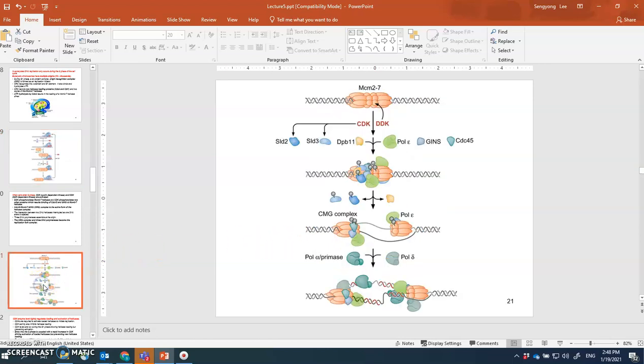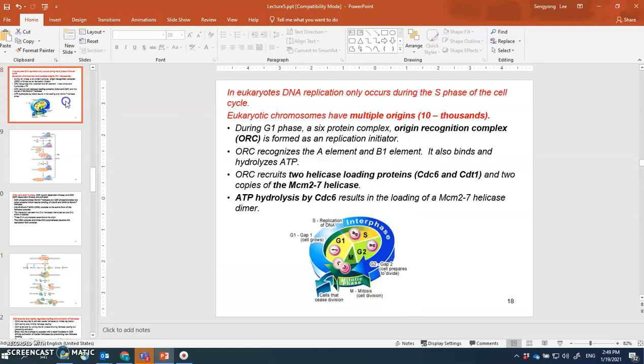So let me see, is it described here? Yes, there's CDK, cyclin-dependent kinase, phosphorylating these proteins. DDK is also phosphorylating other proteins. So a bunch of phosphates are added to this helicase complex. Now they are described there. So the phosphorylation is taking place during the S phase. That's what he is saying here.